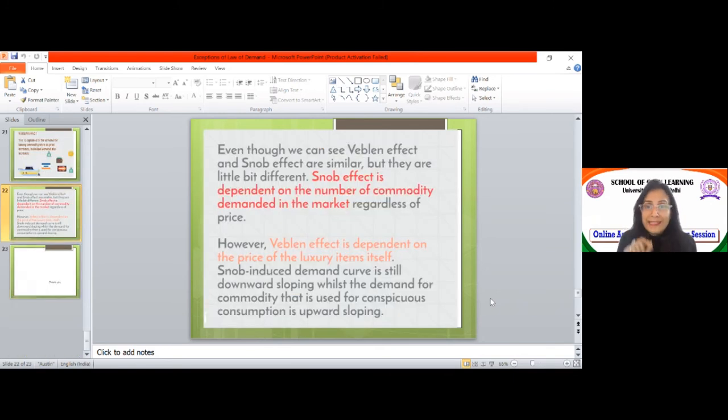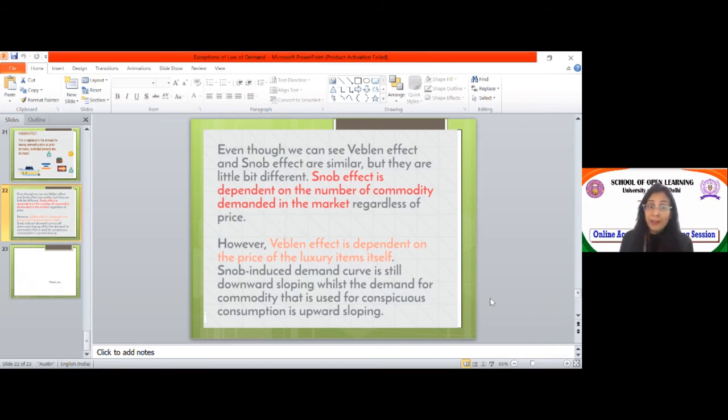Now, even though we can see the Veblen effect and the snob effect are similar, they are a little bit different. What is it in the snob effect? The snob effect actually depends on the number of commodities demanded in the market. So it means the lower the demand in the market, that will depend on that. Maybe not everyone likes antiques, very few people demand antiques. People who have a specific choice, an artistic inclination towards antiques, only those people will go for the snob effect.